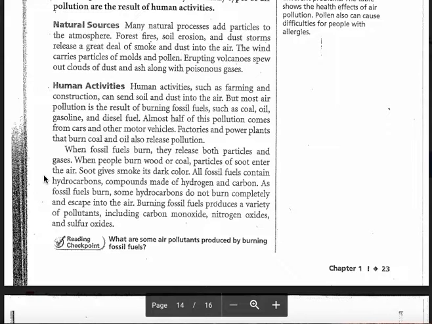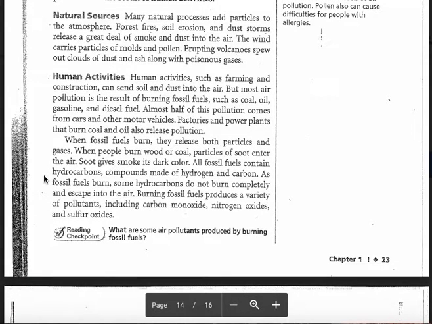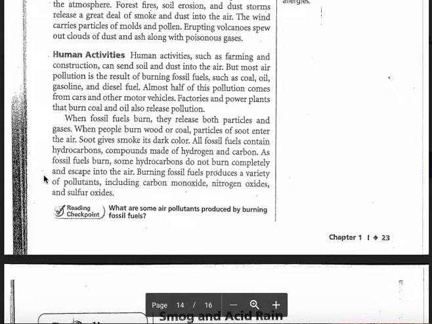When fossil fuels burn, they release both particles and gases. When people burn wood or coal, particles of soot enter the air. Soot gives smoke its dark color. All fossil fuels contain hydrocarbons, compounds made of hydrogen and carbon. As fossil fuels burn, some hydrocarbons do not burn completely and escape into the air. Burning fossil fuels produces a variety of pollutants, including carbon monoxide, nitrogen oxides, and sulfur oxides.